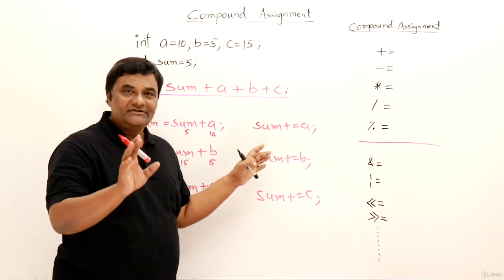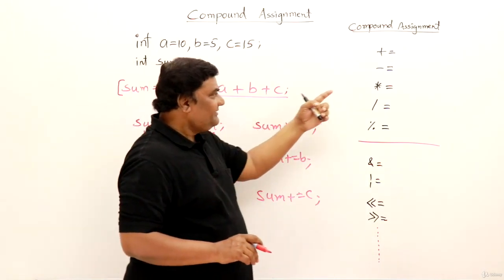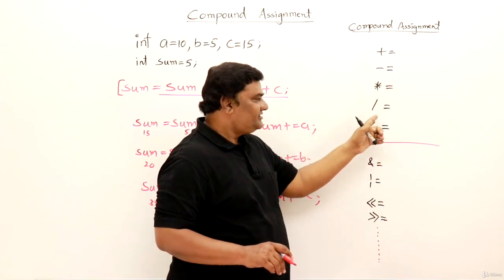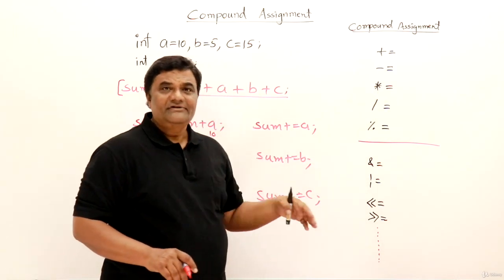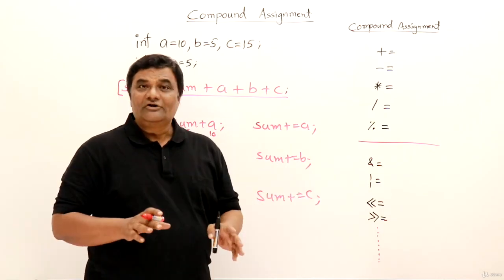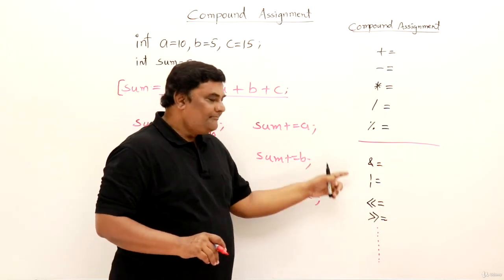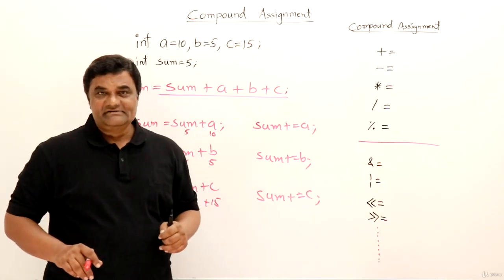This example I have given only for addition, but it can be done for subtraction, multiplication, division, for all these. And these are bitwise operators. We have not seen them. We'll look at them in the coming videos. So for bitwise operators also we have compound assignment operators.